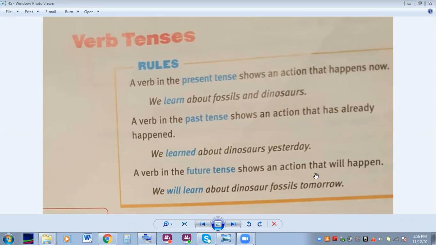A verb in the future tense shows that an action will happen. Okay? Will is our clue that we're talking about the future tense. Will do something, whatever our verb is, tells us that it has not happened yet. Okay, it's something that will happen. Okay, future means it's going to happen after. All right, we will learn about dinosaur fossils tomorrow. See, we'll learn and tomorrow show us that our action has not happened yet.